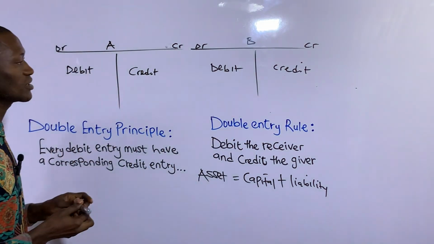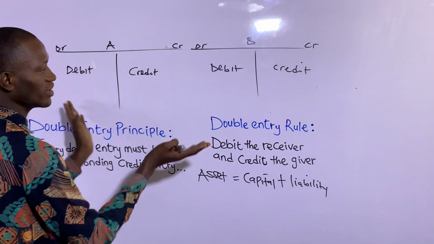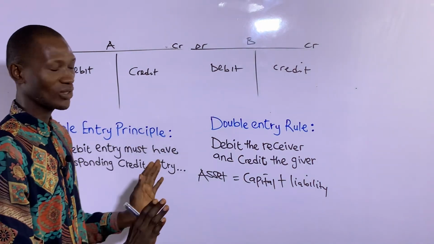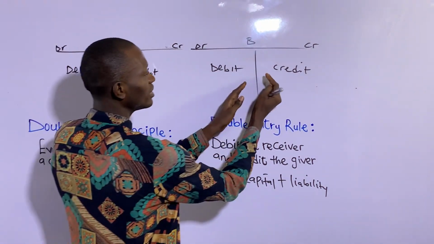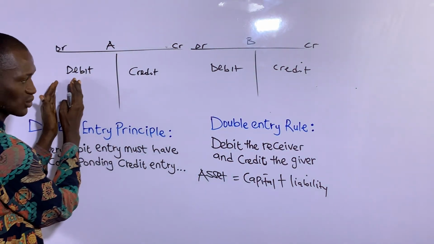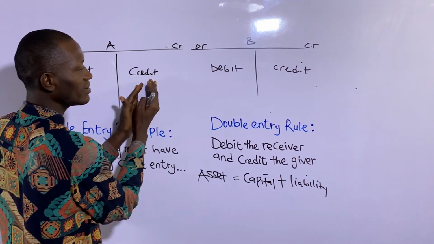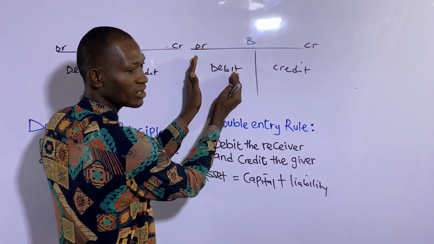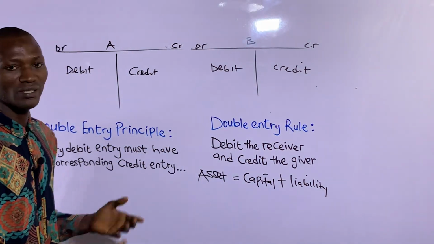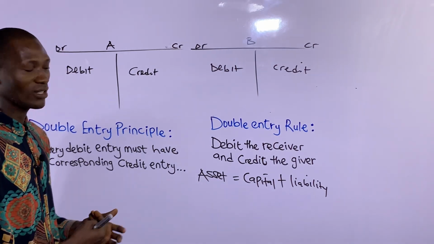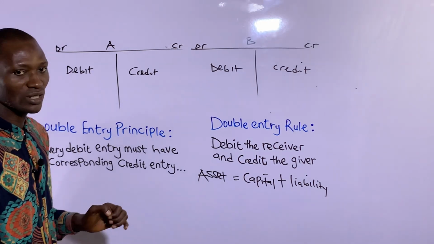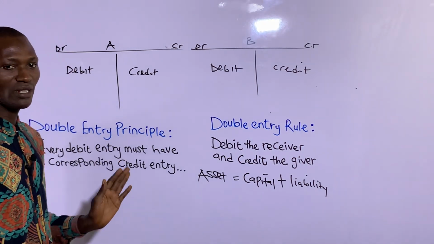So what the double entry principle is saying is that if, let's say, you have A and B involved in a business transaction, if you are crediting B's account, you must debit A's account. Or if you are crediting A's account, you must debit B's account. It's as simple as that. So the summary of the double entry principle is that for every debit entry, there must be a corresponding credit entry, and for every credit entry, there must be a corresponding debit entry.